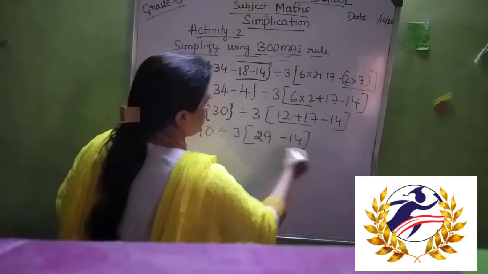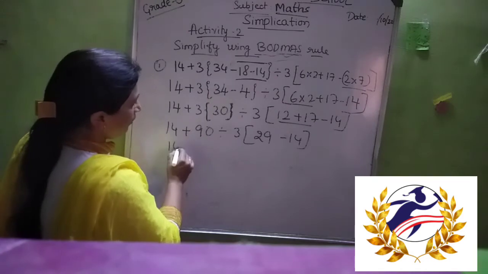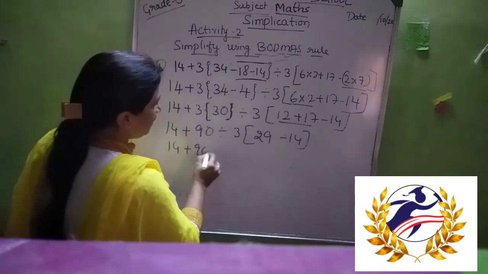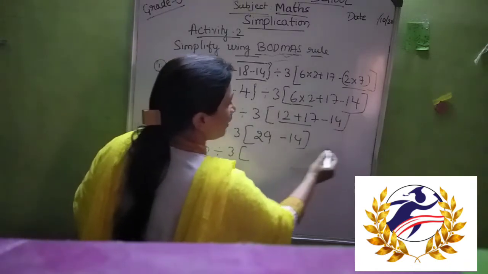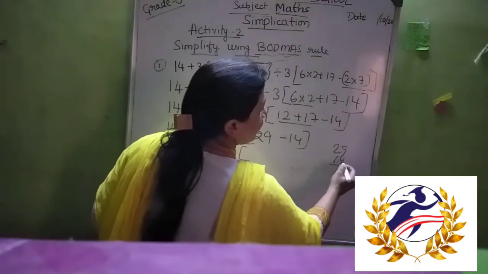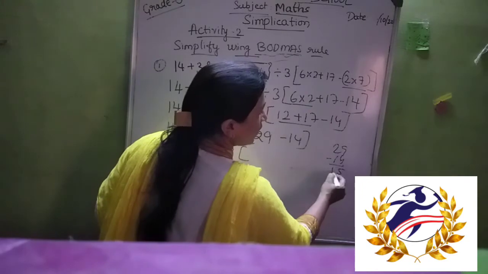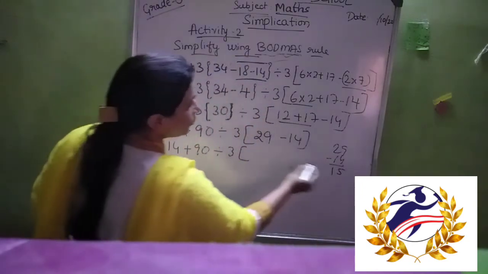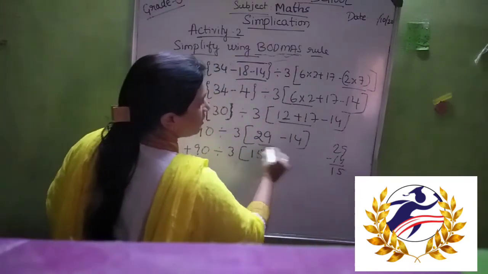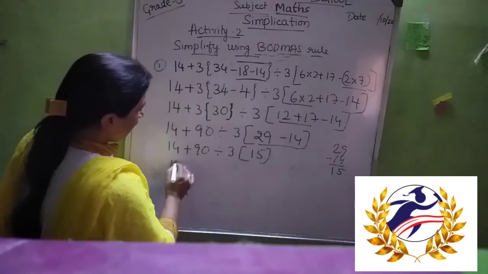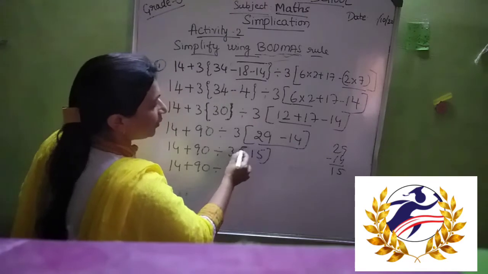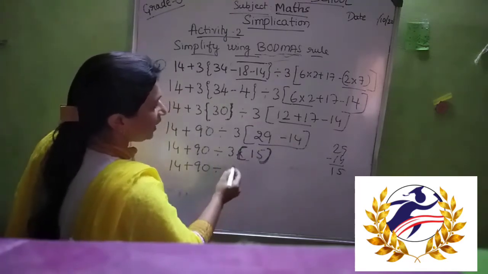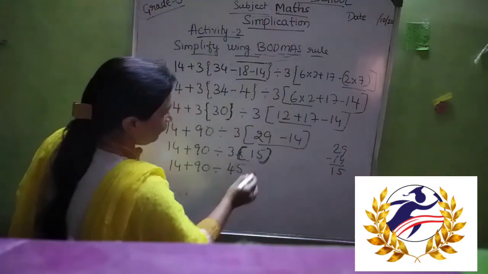So like this I will write then 14 plus 90 divided by, I will write as it is this one, and then 29 minus 14 we need to do. So 9 minus 4 is 5, 2 minus 1 is 1. Okay, so that is 15. I will write it instead of these two. And then again 14 plus 90 divided by 15 3s are, this bracket is nothing but multiplication. 15 3s are 45.